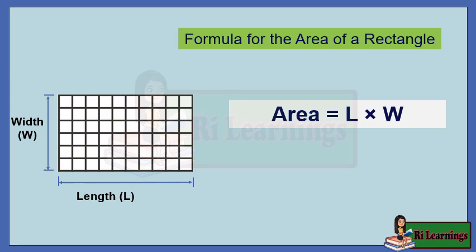The formula for calculating the area of a rectangle is area equals length times width. In this formula, length refers to the longer side of the rectangle. Width refers to the shorter side of the rectangle. Multiplying the length by the width gives you the total area of the rectangle. This formula applies to all rectangles, regardless of their size or proportions.